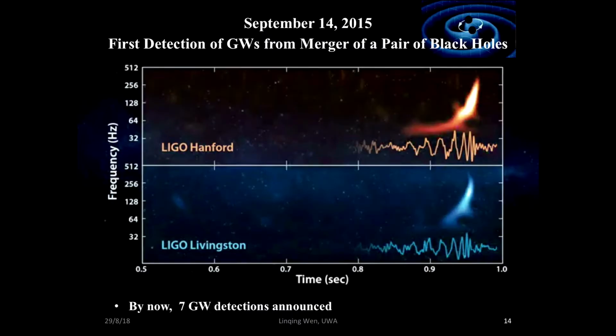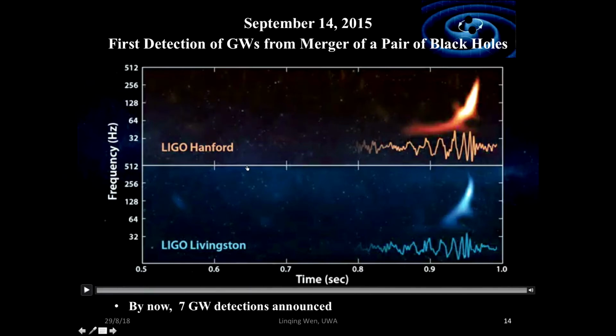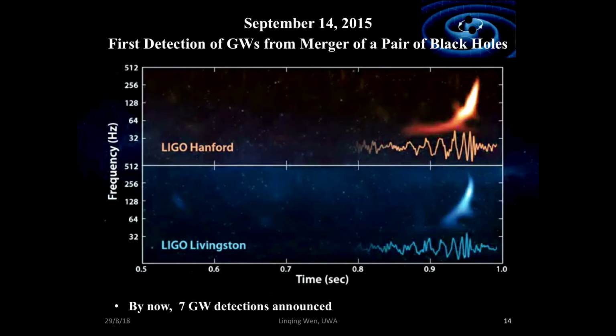So that's the first detection of the merger of a pair of black holes. As I mentioned, this is the chirping signal. What I show here is, the y-axis is the frequency of the gravitational wave, the x-axis is time, and these are the axes of power against background. And here is the gravitational wave waveform detected. That's for the Hanford site, and that's for Livingston. You can see a very, very significant detection.